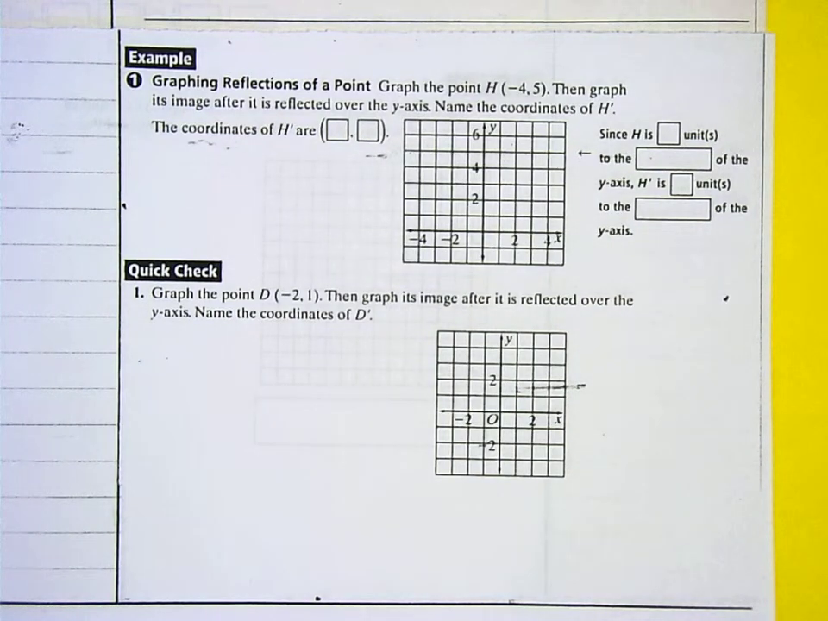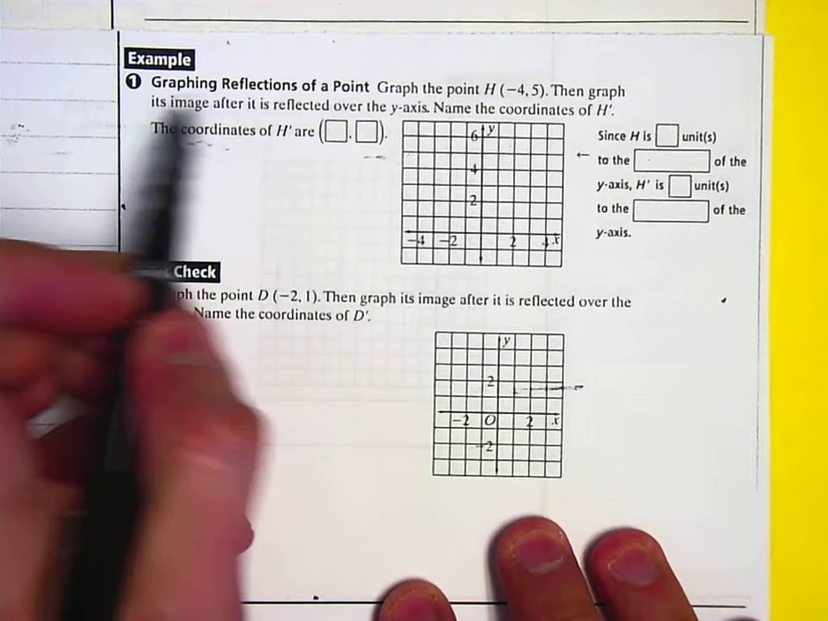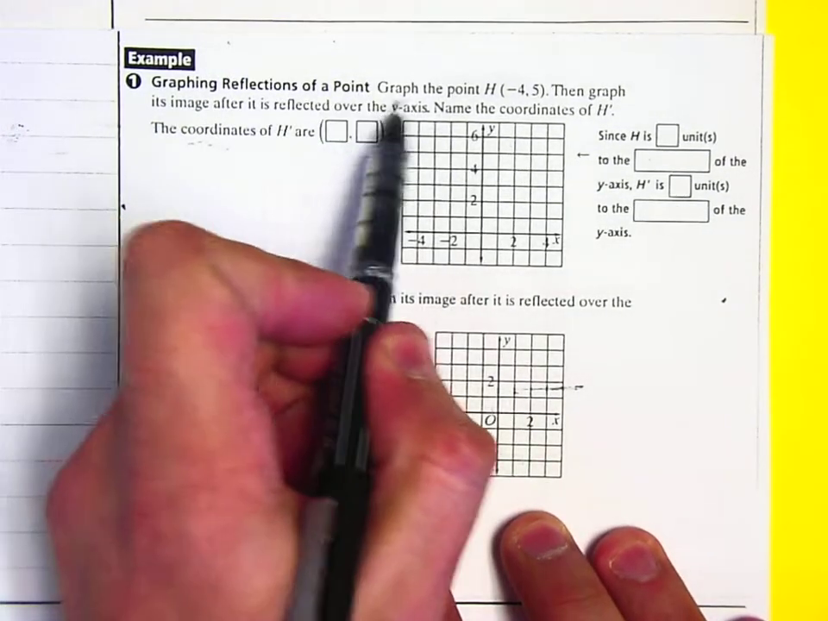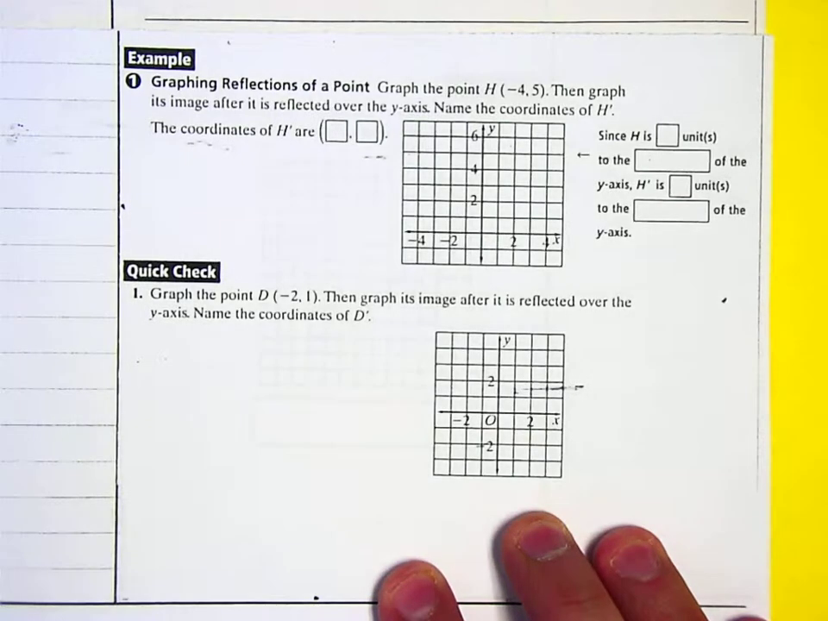All right, continuing with our Cornell notes now. Let's go ahead and look at example 1. Our instructions are as follows: graphing reflections of a point. Graph the point H at -4, 5.